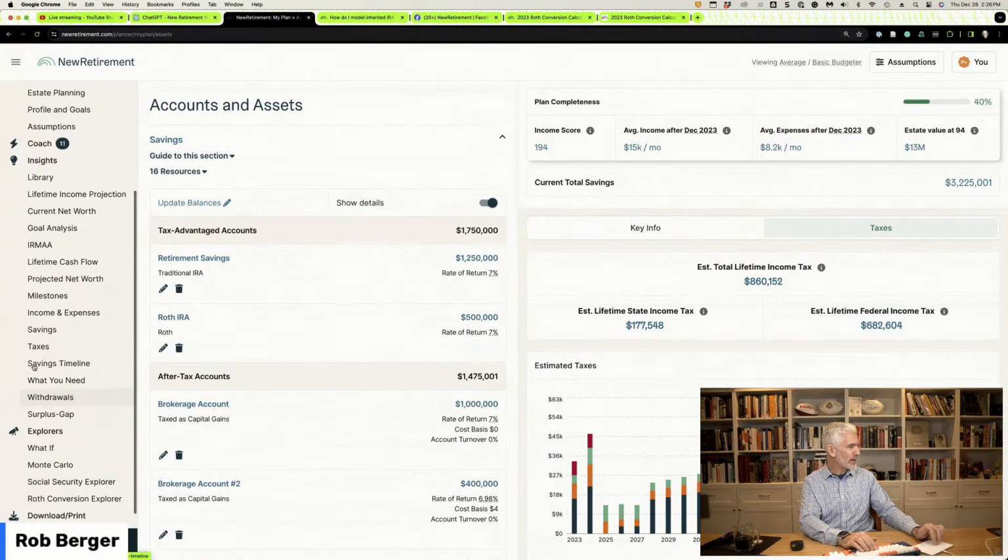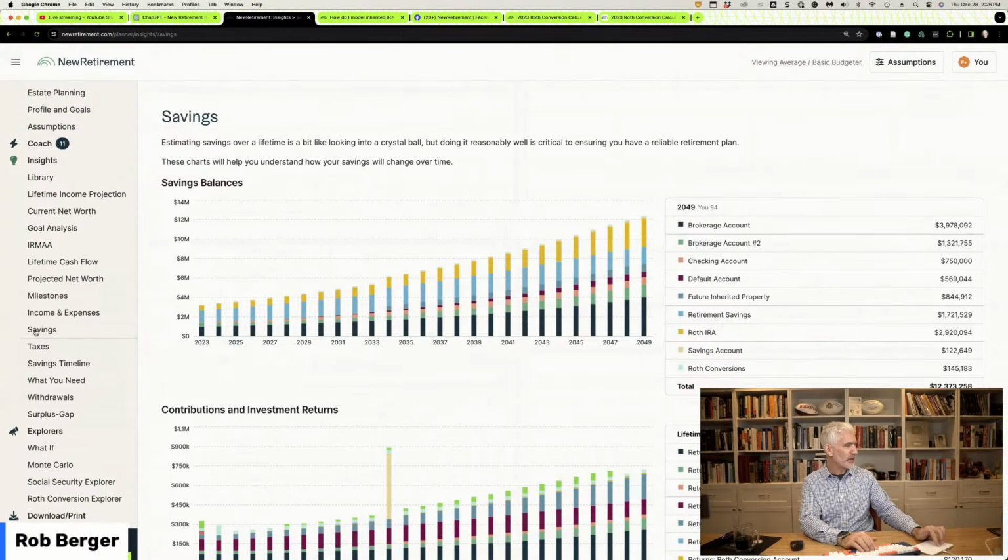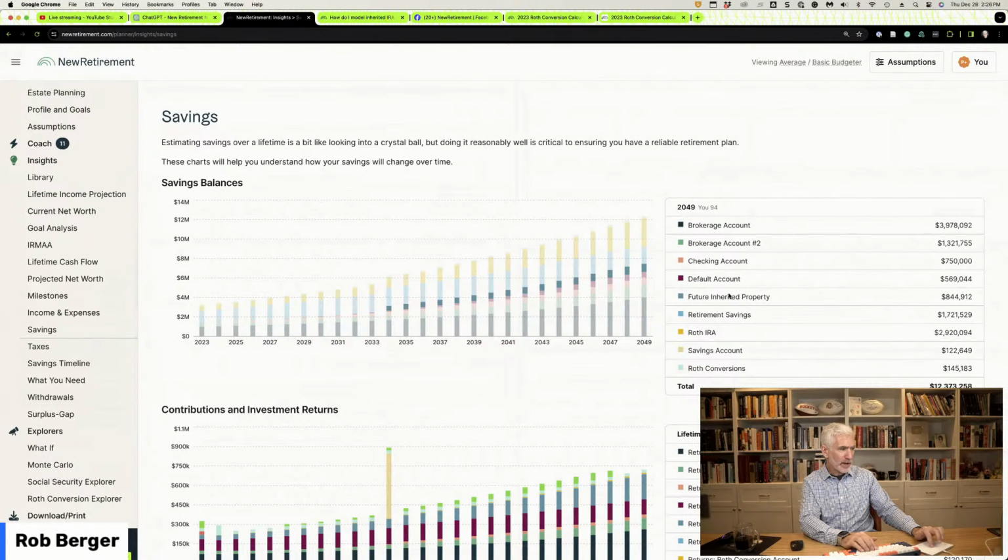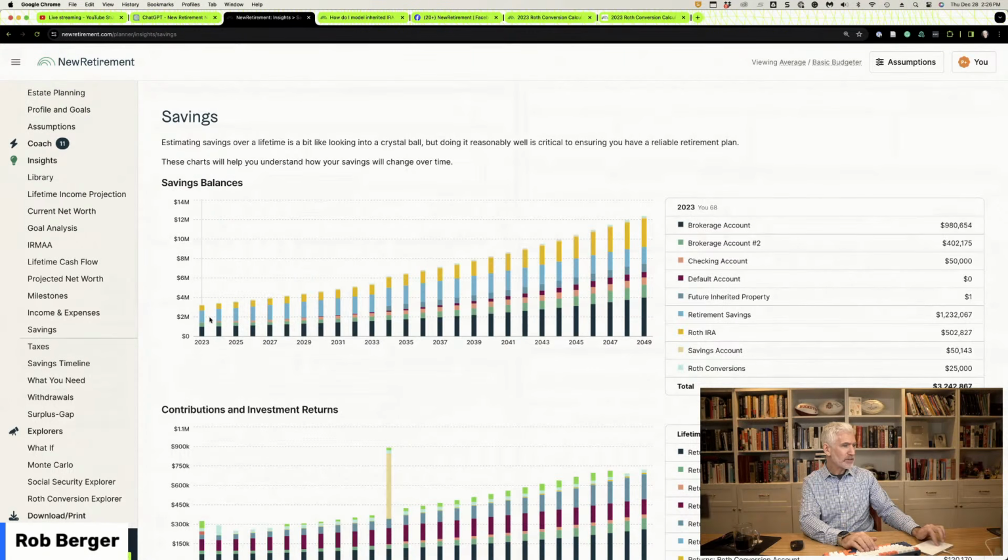By the way, if we go to Insights and we go to Savings, savings balances, we see this future inherited property right here. It's a teal color, and it's only got $1 right here, right? And then it jumps to 504,320 right here, and then it continues to go up based on the assumptions we set for rates of return. So that might work, maybe.